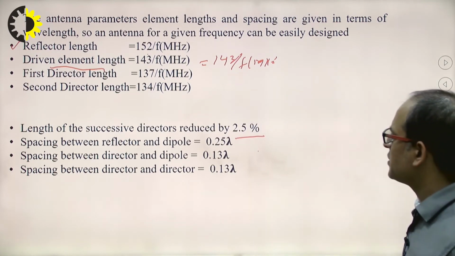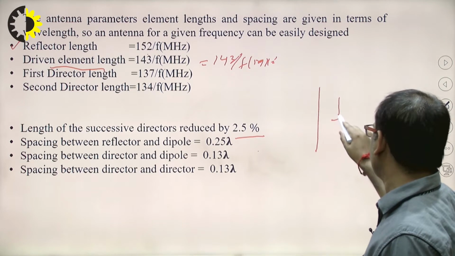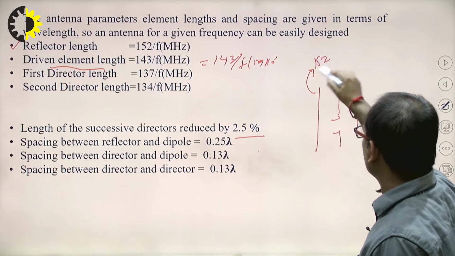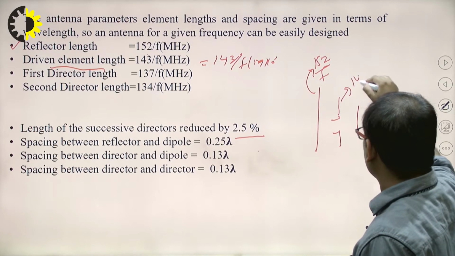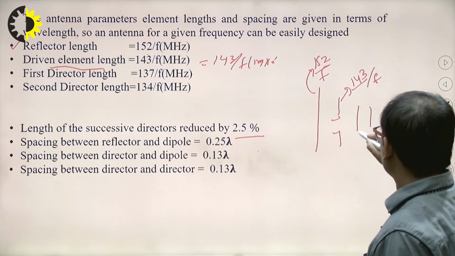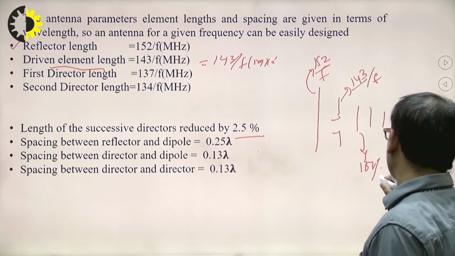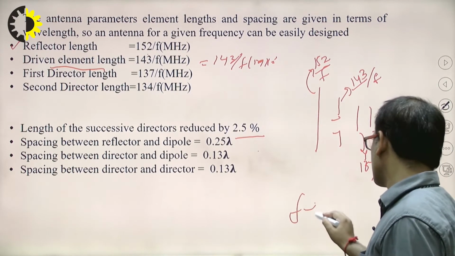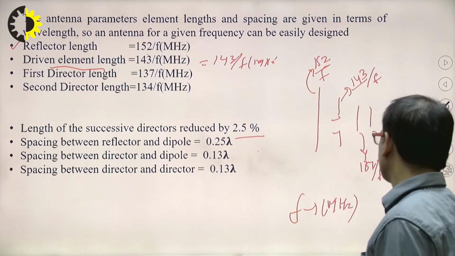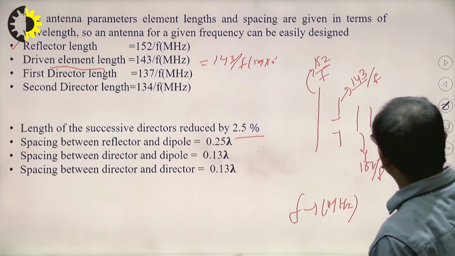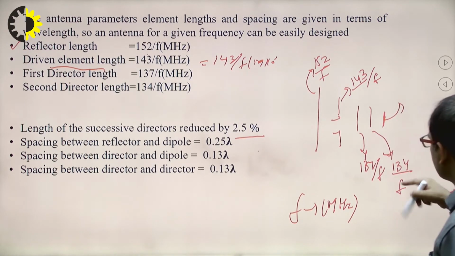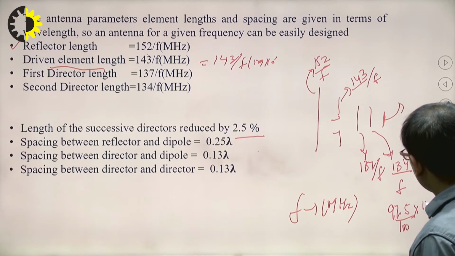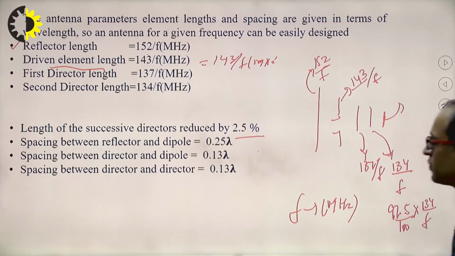Clear? And the lengths we have found: this one has a length of 152 divided by f, this 143 divided by f, this 137 divided by f, and this 134 divided by f. Frequency is in megahertz. Remember this. Clear? And the next director length is further reduced by 2.5%, meaning 97.5% of 134 by f. That will be the length of the third director.